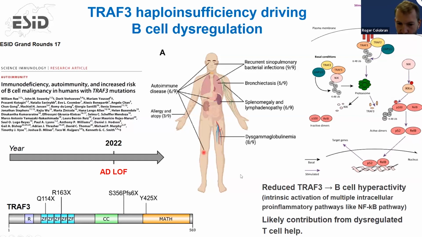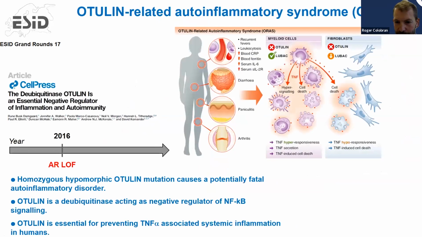the previously described one. And the second example is regarding the OTULIN gene that was described in 2016 as causing an early onset and potentially fatal autoinflammatory disorder in autosomal recessive loss of function mutation, so a complete deficiency. And in this case, OTULIN is a deubiquitinase that also acts as a negative regulator of the NF-kappa B signaling. And this systemic inflammation is led by the myeloid cells and by the TNF.